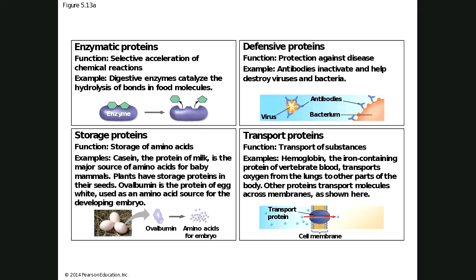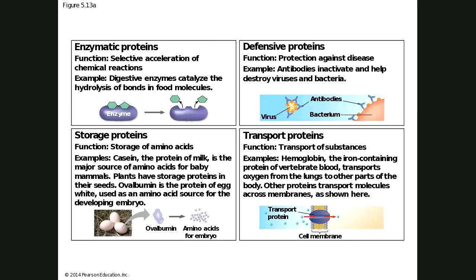Defensive proteins like antibodies protect you against diseases and viruses. The white part of the egg, albumin, that is ovalbumin that you see there, is a protein. When an egg is growing, it's going to need these proteins to grow, and that's the source of it. Mother Nature, or the mother, provides that for them.